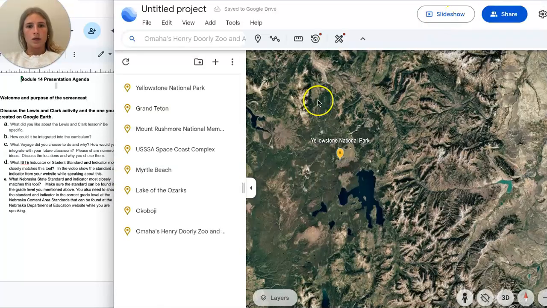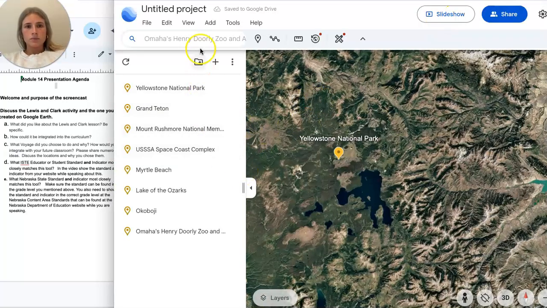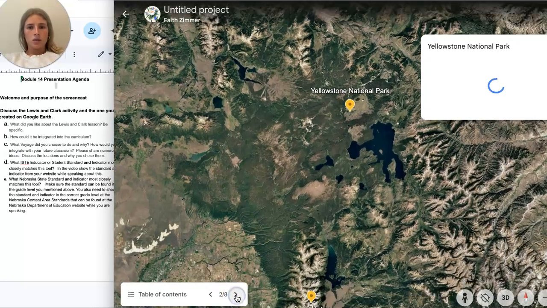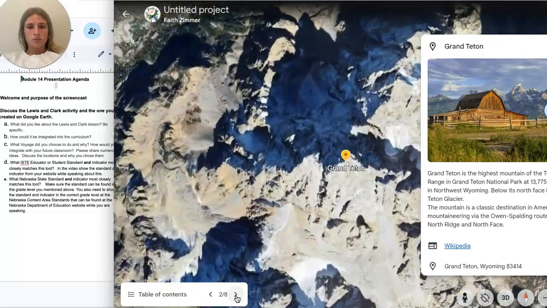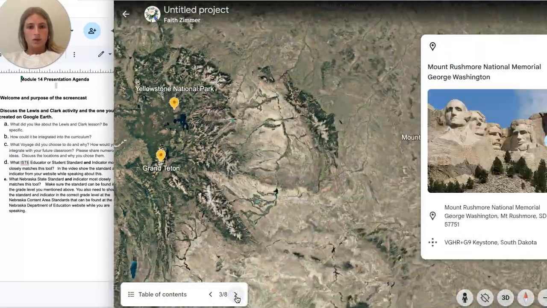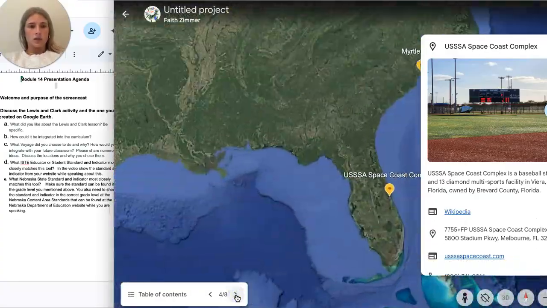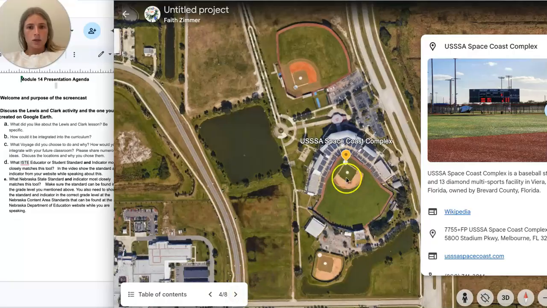And then with my project, I chose the places that I chose because they were all places that I have visited before with either family or friends. Some of the places were national parks, like Yellowstone right here. Some of the places were just lakes that I had visited and liked to visit.